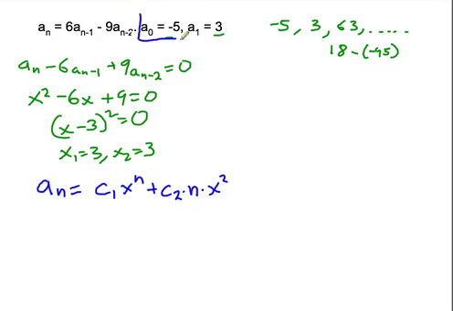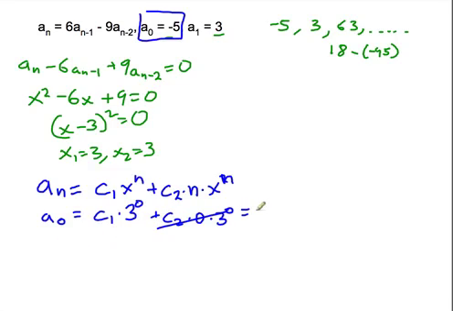So our initial conditions are a0 equals -5. So if I put in a0 here, we get c1 times 3 to the power of 0. Plus c2 times 0 times 3 to the power of 0. So this cancels out, and that equals -5. So we have basically c1 equals -5. So we already have c1, that's pretty easy.